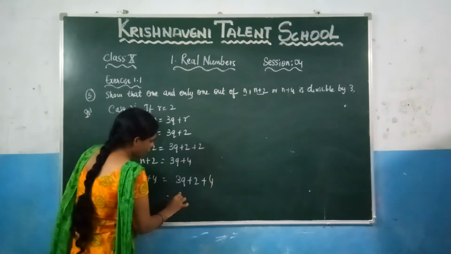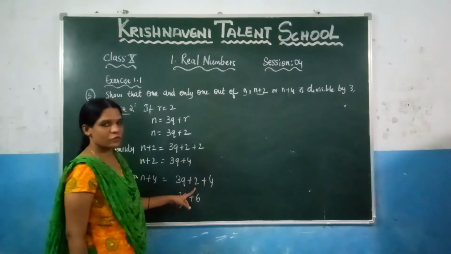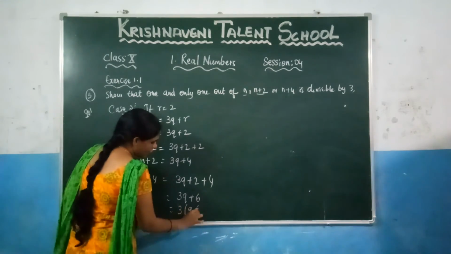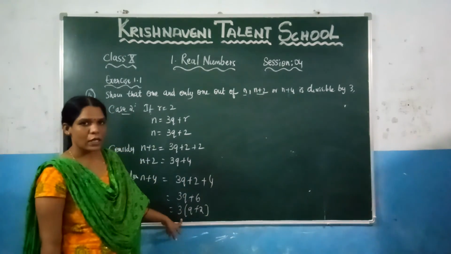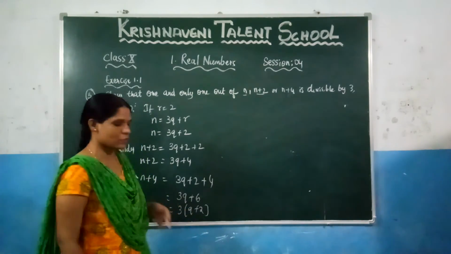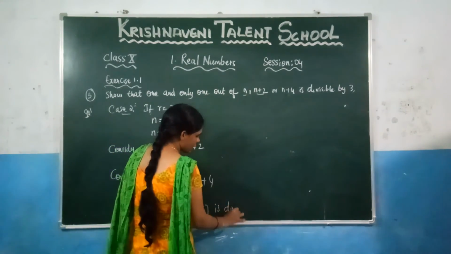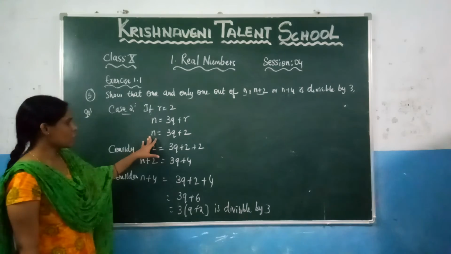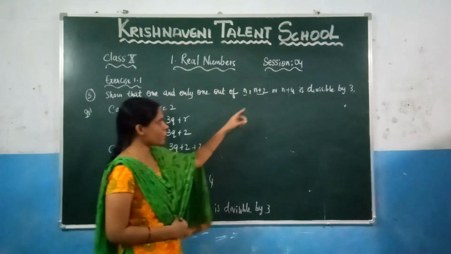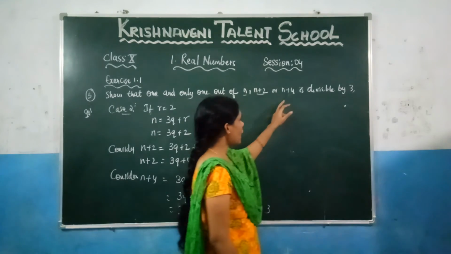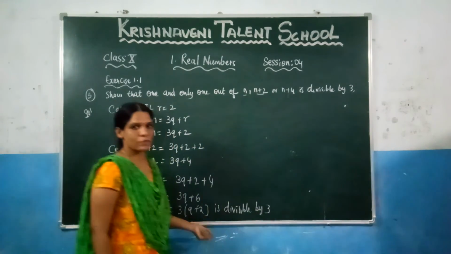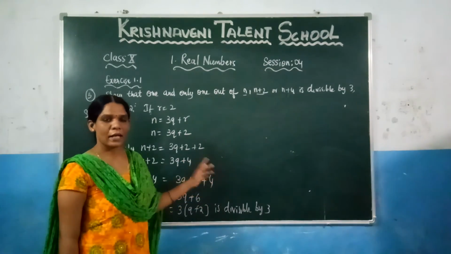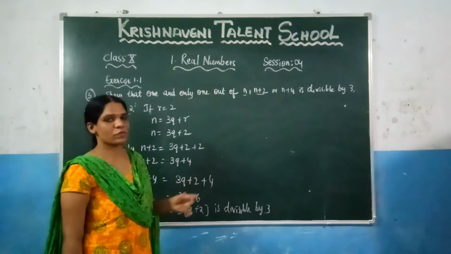Now what is the value of 4 plus 2, which is 6. Now you can take 3 common, so that you will get 3 into q plus 2. Since it is a multiple of 3, you know that it is divisible by 3. So write it here is divisible by 3. So n is not divisible by 3, so we checked it for n plus 2, it is also not divisible by 3, and so we checked it for n plus 4, it is divisible by 3. From this problem, what we can say here, only 1 out of n, n plus 2, n plus 4 is divisible by 3.